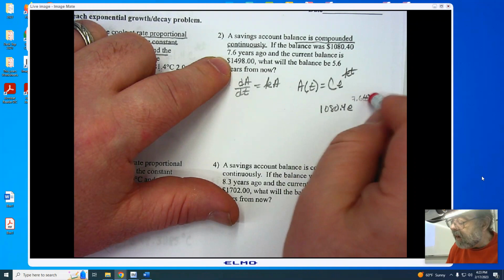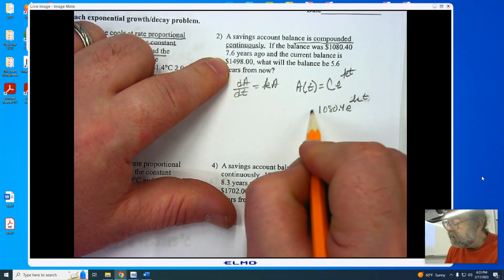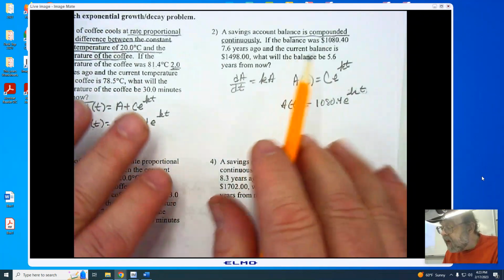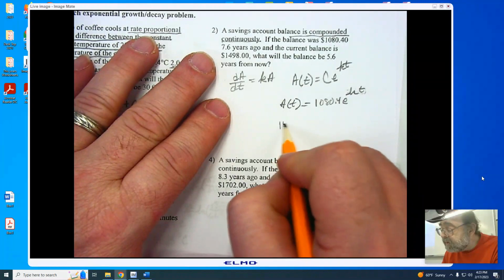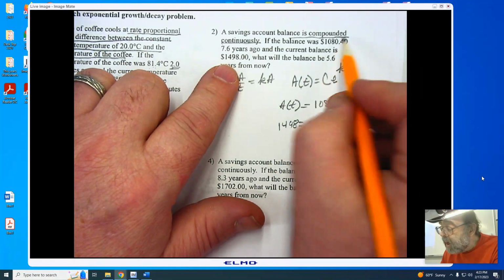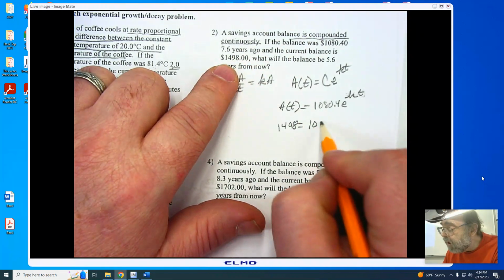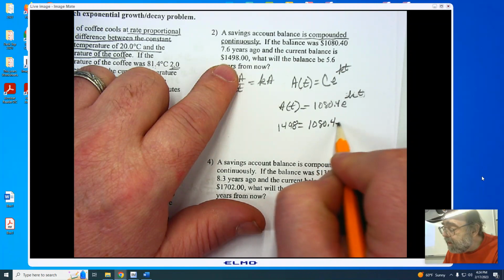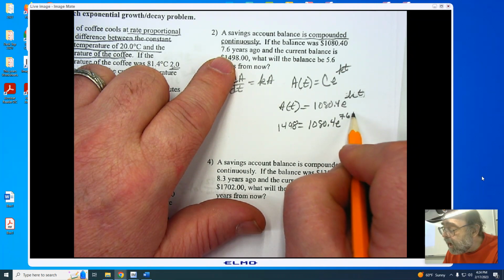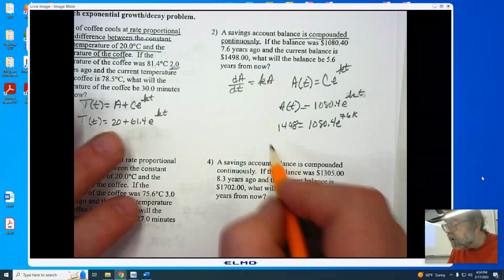And let's just get rid of that. We don't need that yet. We need our A(t) equals the amount in the account after time. Now, they tell us that we have $1,498, and this occurred 7.6 years to get to now, 1080.4 e to the 7.6 k. This is what's going to give us our constant of variation.